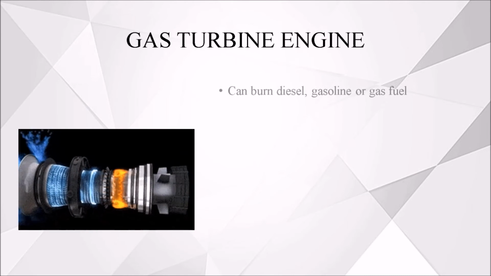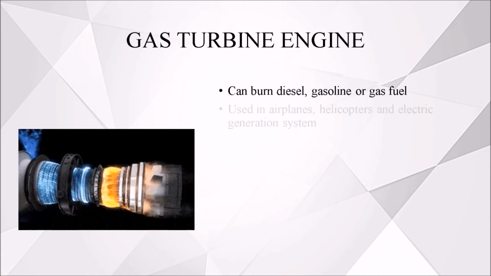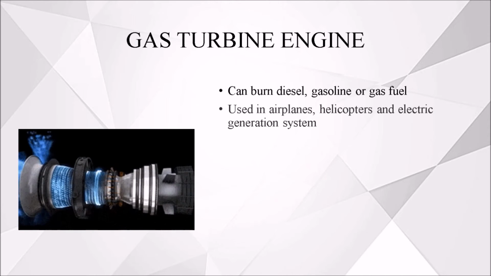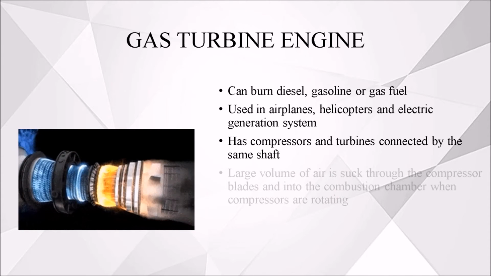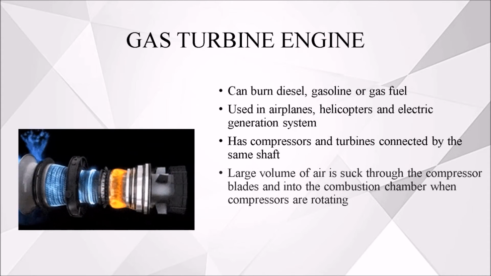The gas turbine can burn diesel, gasoline or gas fuel. It is used in airplanes, helicopters and electric generation systems. It has compressors and turbines connected by the same shaft. A large volume of air is sucked through the compressor blades and into the combustion chamber when the compressors are rotating.